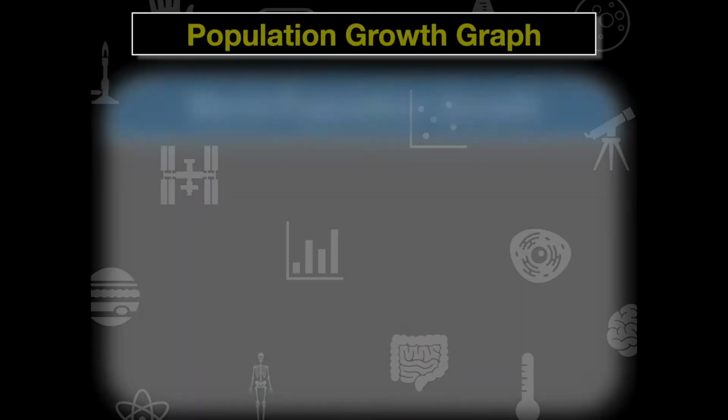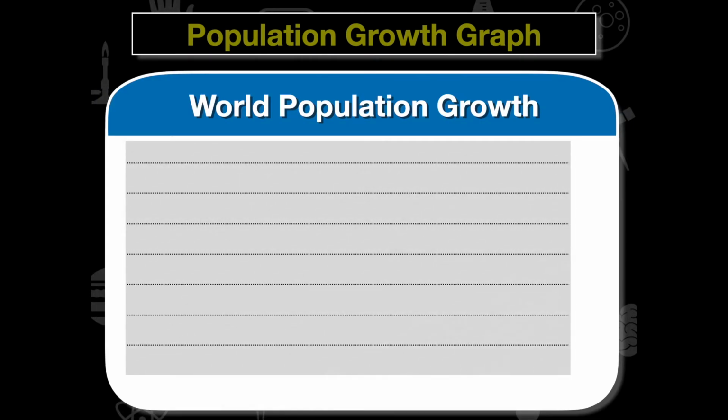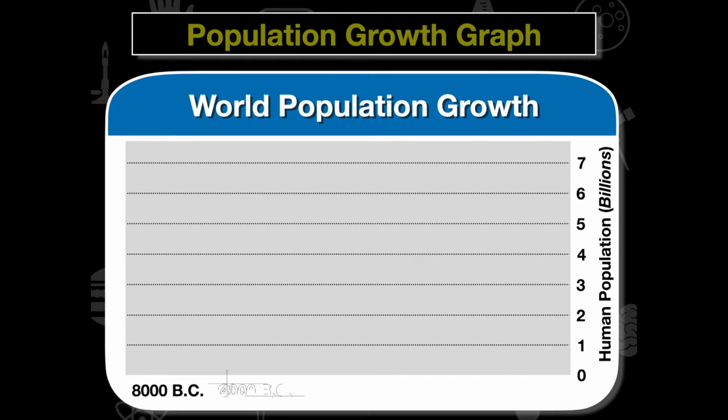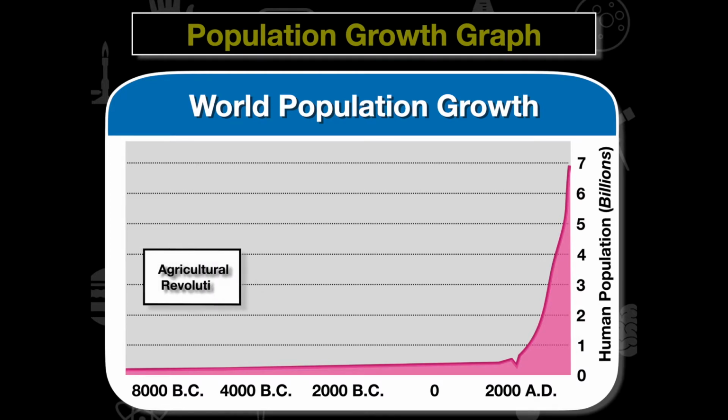So if we look at human population growth on a graph, we can look at the growth over thousands of years, and we can look at the human population in billions. As we start from 8,000 BC, we can move our way up to modern times along this chain here. And what we see is, as soon as we hit about 2000 AD, we see this massive growth in the human population. And we can attribute that to a couple of things.